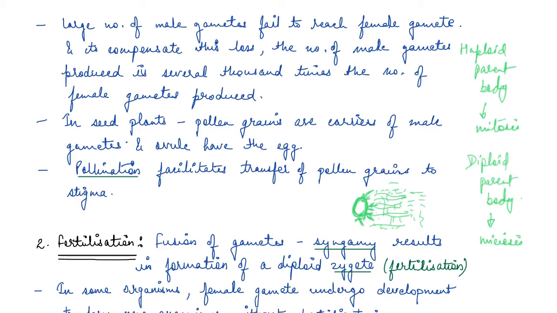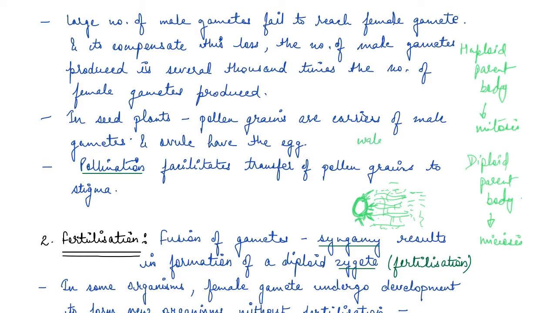Now in seed plants, basically in gymnosperms and angiosperms, the pollen grains are carriers of the male gamete and the ovule has the egg. So in the case of pollen grains, there are various media through which pollination occurs. It reaches the stigma, and in order to reach there, again, it can use water, it can use wind, it can use insects, different animals, and a lot of things to reach the ovule.